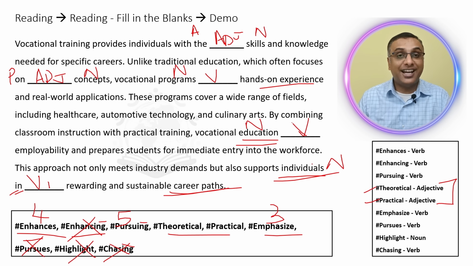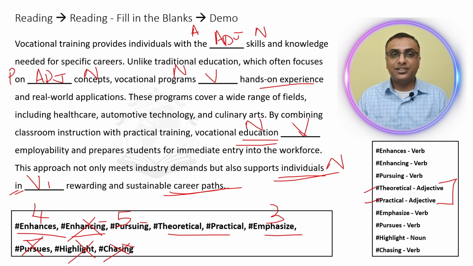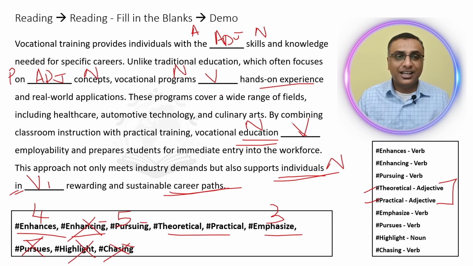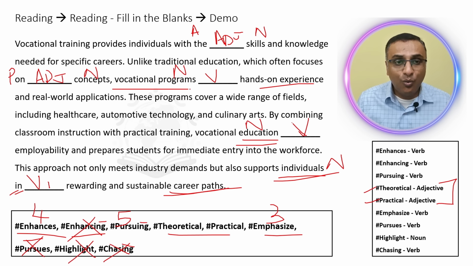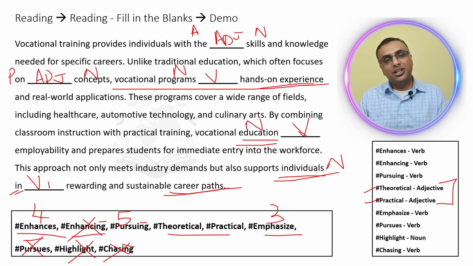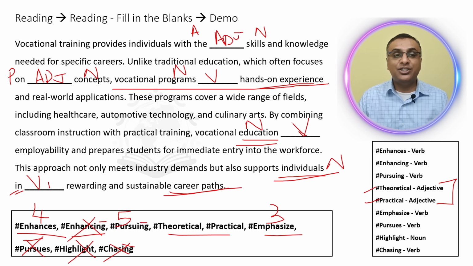All right, folks, let's identify the first two blanks. Both of them are adjectives over here. Which adjective should come where? That is what we need to identify. Now, if you have read the paragraph, there are clues present everywhere. For the first blank, straight away, you will find one clue which is very near to the blank. Vocational programs, dash hands-on experience. Vocational programs emphasize hands-on experience.